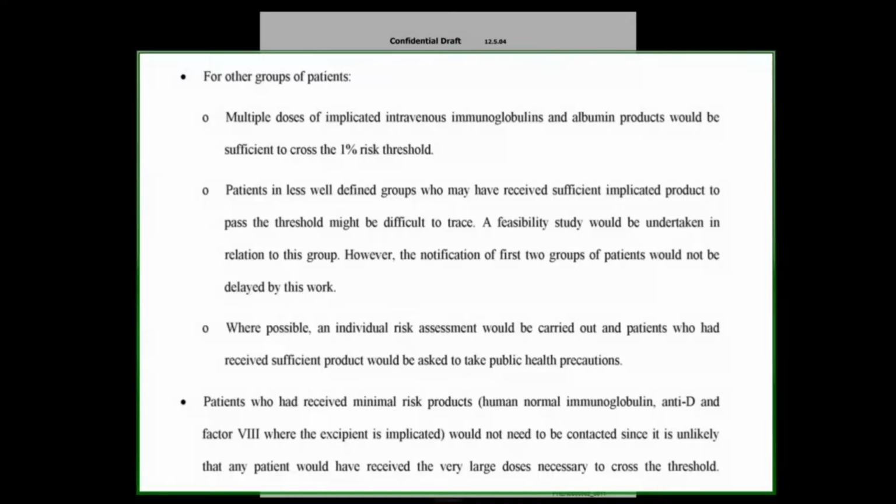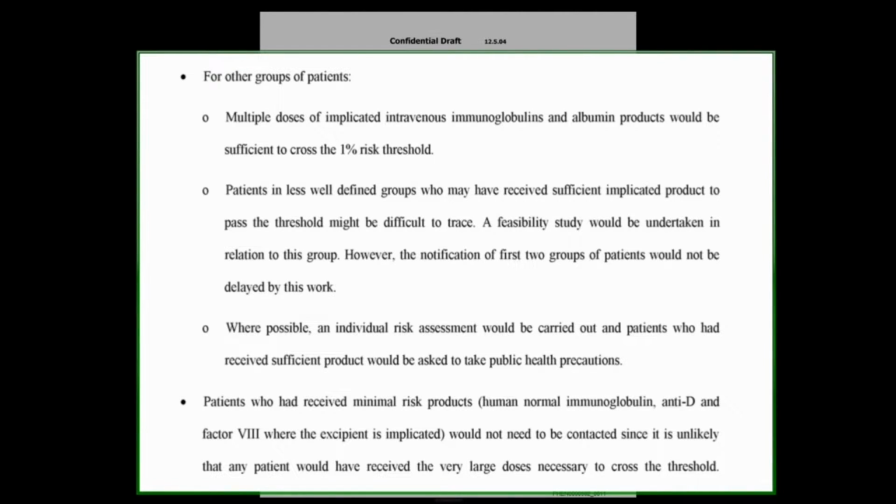And then lastly, patients who had received minimal risk products, human normal immunoglobulin, anti-D and factor VIII, where the excipient is implicated, would not need to be contacted, since it is unlikely that any patient would have received the very large doses needed to cross the threshold.